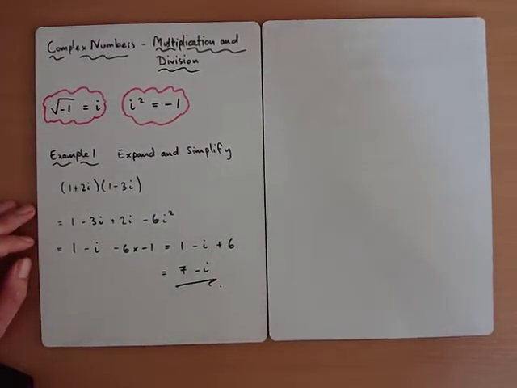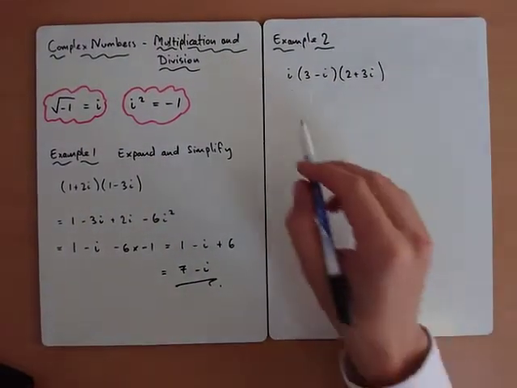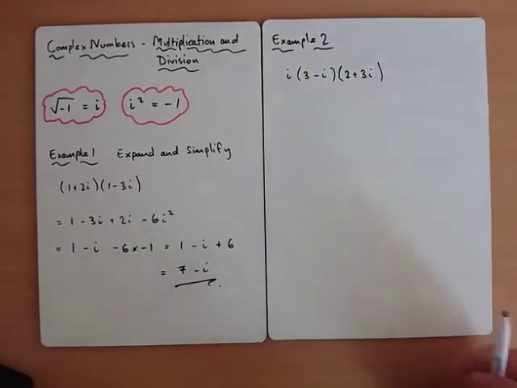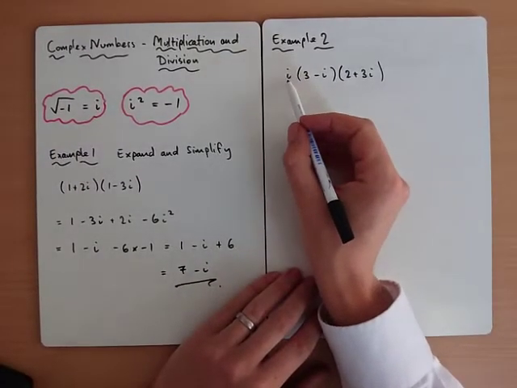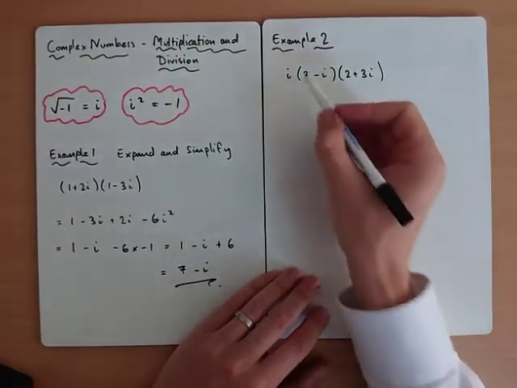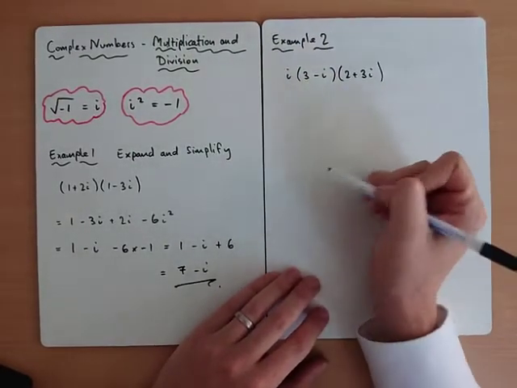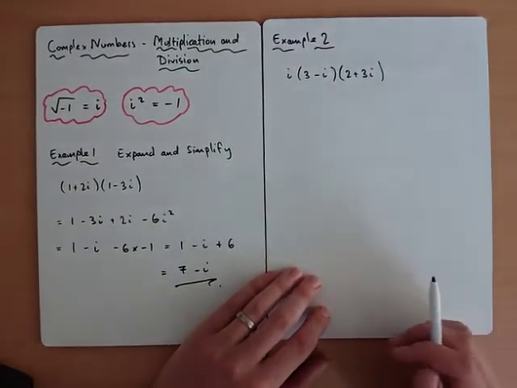Okay, let's try one more. Example 2, we've got i multiplied by 3 minus i multiplied by 2 plus 3i. You might want to pause this and have a go before I go through it. Okay, so we've got a couple of options for how we do this. Essentially, we can multiply the two brackets together and then multiply all by i, or we could multiply one of the brackets by i, and then you've got two brackets and multiply them both out.